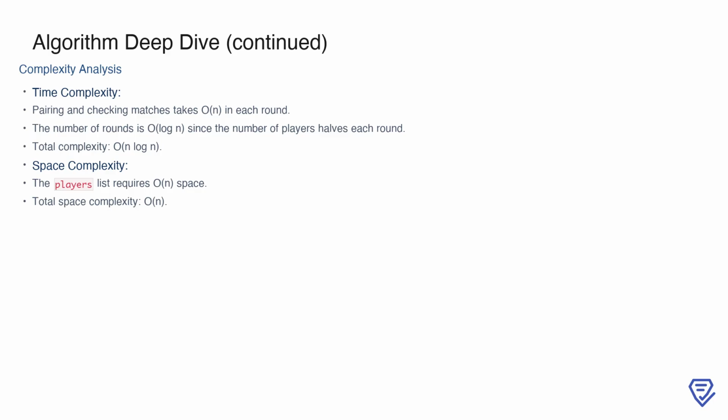The algorithm is efficient in both time and space complexity. For time complexity, pairing and checking matches require O(n) operations per round, and since the number of rounds is logarithmic, the total complexity is O(n log n). This is because the number of players is halved in each round, significantly reducing the workload as the tournament progresses. For space complexity, the main requirement is the players list, which initially holds n players and shrinks over time. This results in a total space complexity of O(n). These efficiency characteristics make the algorithm well-suited for handling large input sizes, ensuring both accuracy and scalability.